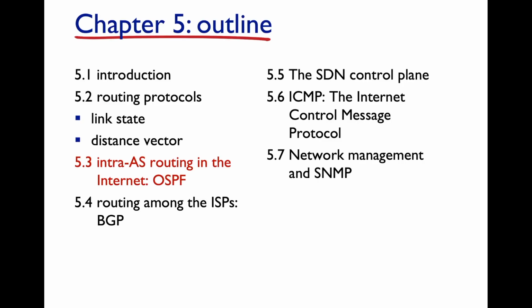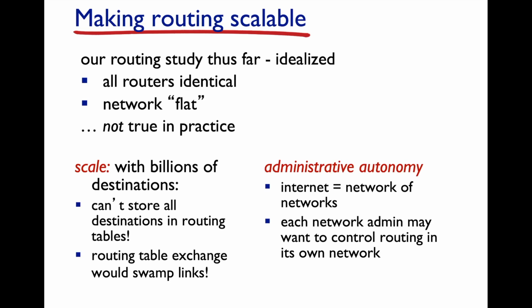So Intra-AS, AS stands for Autonomous System Routing in the Internet, specifically OSPF, Open Shortest Path First. In order to make things scalable, we first talked about routing, whether it's distance vector or link state routing. We have a network, and let me choose a pen color here. How about blue? Blue shows up really well. So we have a network, and this network consists of a number of routers.